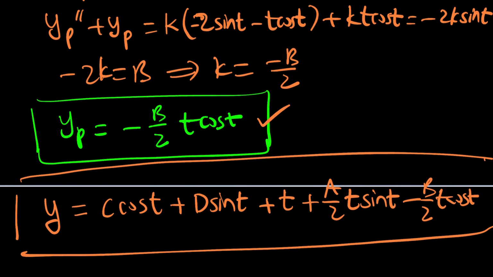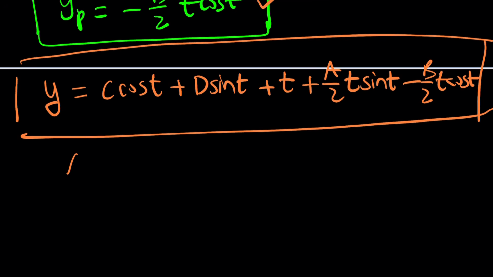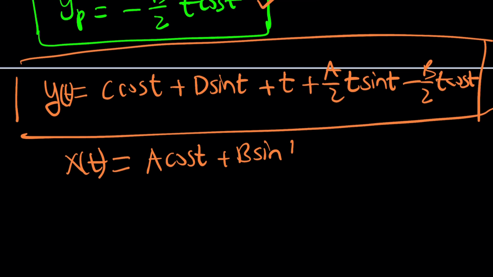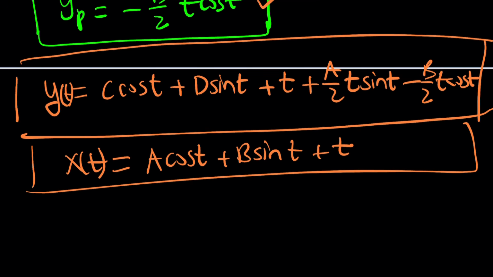And then for x, if you remember, x was, and of course you can write this as a function of t if you want, like y of t and x of t. X was much simpler, right? A cosine t plus b sine t plus t. And you can definitely verify these by introducing into this equation. And you're going to realize that actually, if you plug these in, they're going to satisfy both equations simultaneously.